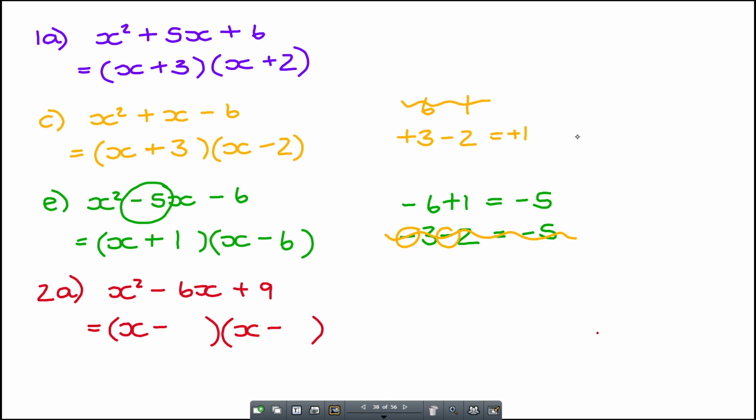Okay. Now we use factors of 9. Now that will be 9 times 1 or 3 times 3. And I am going to use them to get minus 6. Okay. Now the 9 and the 1, I can't use that to get a minus 6. So that's out. But I can say minus 3 minus 3. That's going to give me minus 6. So x minus 3, x minus 3. Any questions?